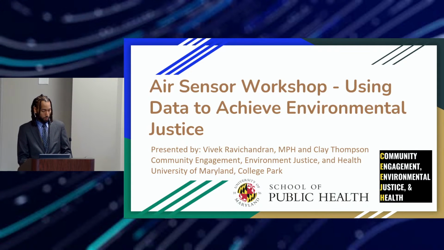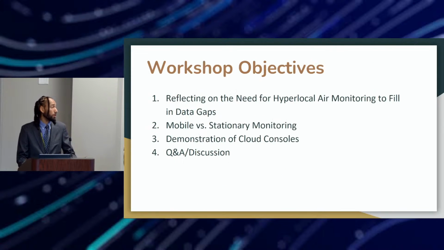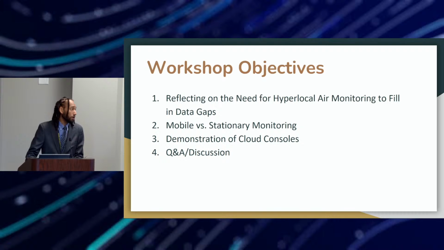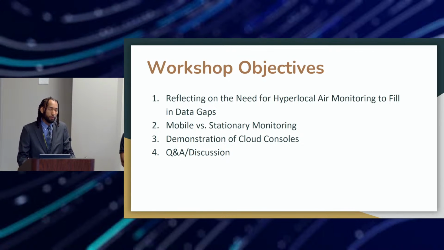Okay, so today, the first thing that we're going to do is reflect on the need for hyperlocal air quality monitoring, and I'll break down what that means. Then we'll talk about mobile versus stationary monitoring, because we have two different types of monitors that we use here at CEEJH. Then we'll do a little bit of demonstration of some of the monitors that we use, as far as reading the data and looking at their cloud map. And then we'll have a short, brief session for you to ask any questions that you may have, and we'll answer them for you.